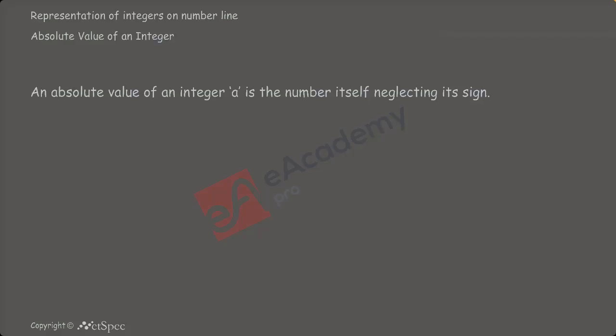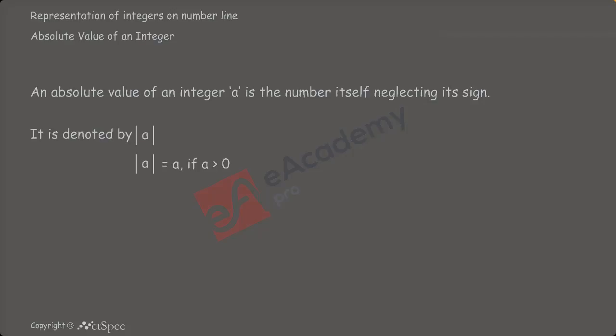Let us consider an integer a. The absolute value of a is the number itself neglecting its sign. So, as per the definition of absolute value of integer, the absolute value of an integer is the number itself neglecting the sign. This is denoted by the symbol modulus of a.